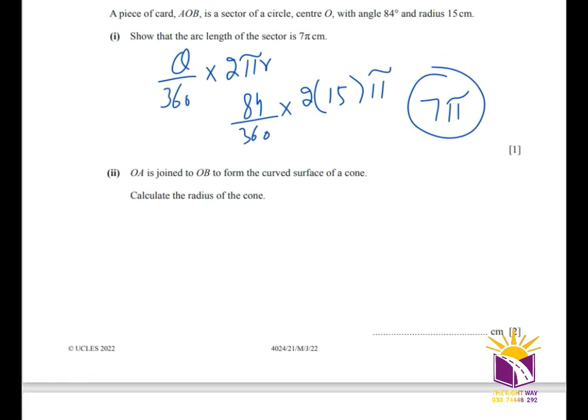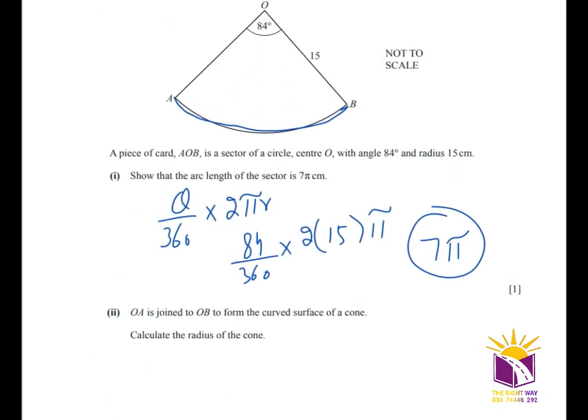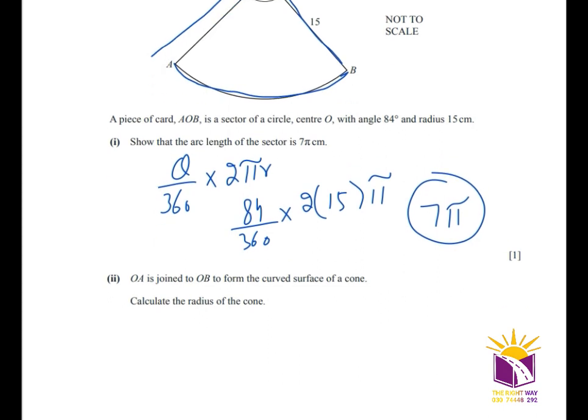OA is joined to OB to form the curved surface area of a cone. This OA is joined with OB, and we have made a cone. Now you have to calculate the radius of the cone.